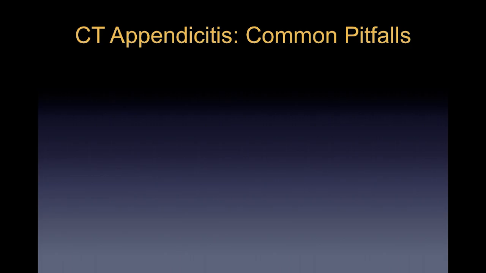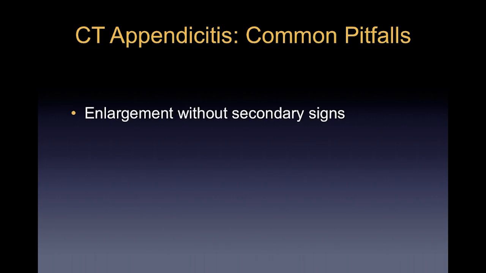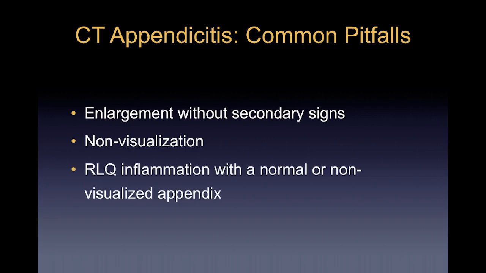Okay, now moving on to our common pitfalls, which is really sort of the meat of this lecture. There are several ways this diagnosis can go wrong. The first is enlargement of the appendix without any of these secondary signs of inflammation that we're looking for. The second is non-visualization. We just can't see the appendix. And the last is the scenario where you have right lower quadrant inflammation, but the appendix looks pretty normal, or you have right lower quadrant inflammation, but you just can't find the appendix at CT.